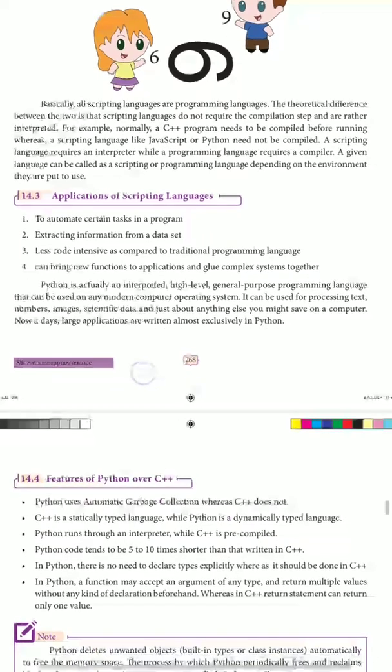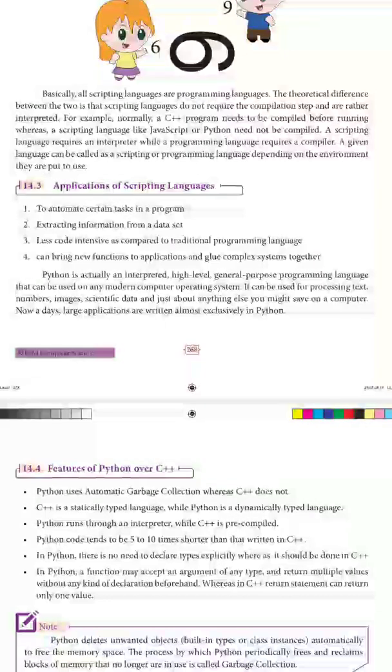Python is an interpreted, high level, general purpose programming language. It can be used on any modern computer operating system. It can be used for processing text, numbers, images, scientific data, and just about anything else you might save on your computer. Nowadays, larger applications are written almost exclusively in Python.